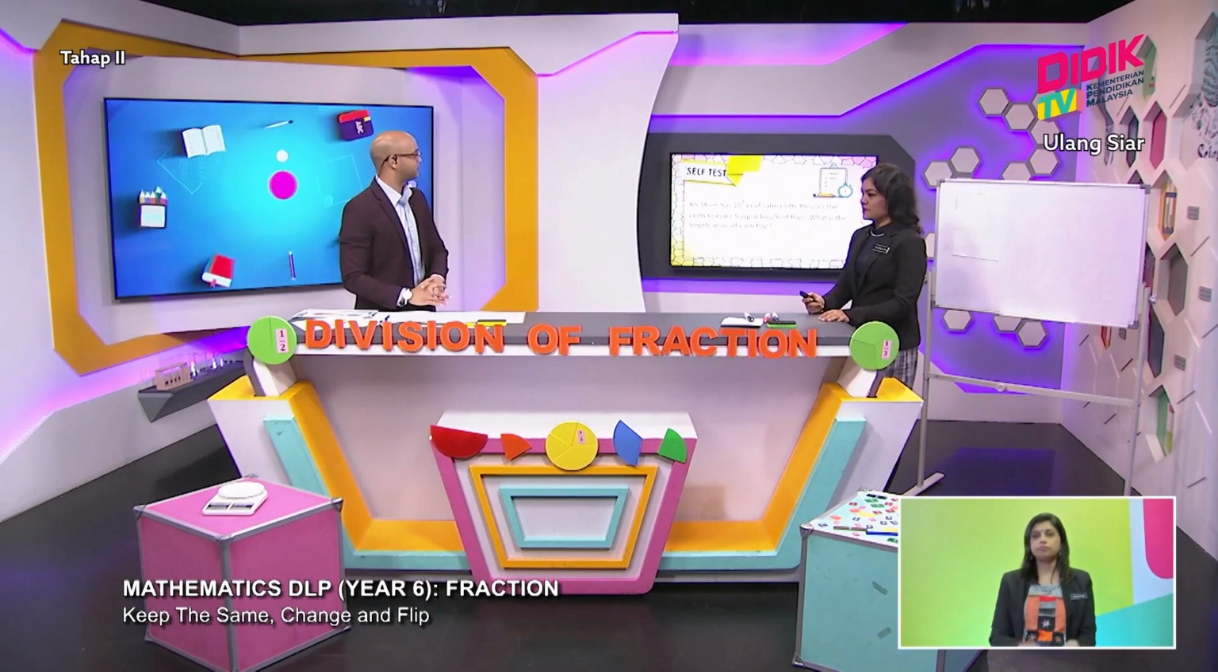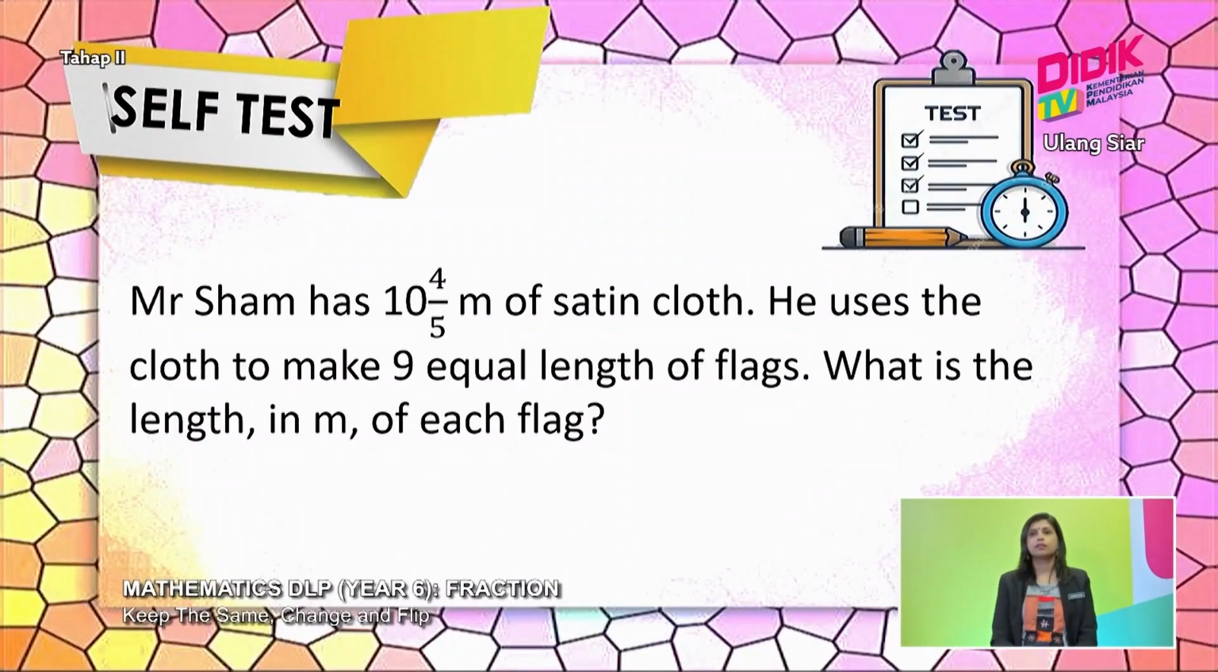Mr. Sham has 10 and 4 over 5 meters of satin cloth. He uses the cloth to make 9 equal lengths of flags. What is the length in meters of each flag?